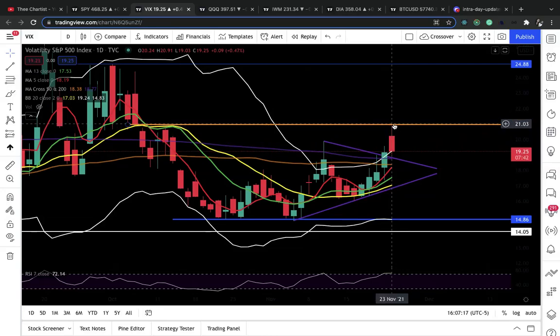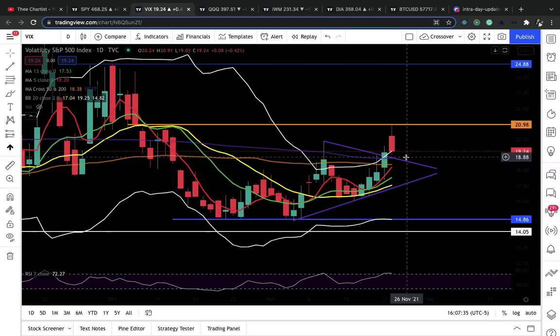It tested this resistance level because it was like a small little gap there. It filled it, came back down, and it closed just under the upper Bollinger Band. So most of the day, it was overextended. But look where it closed, and it almost tested the breakout level, not quite.